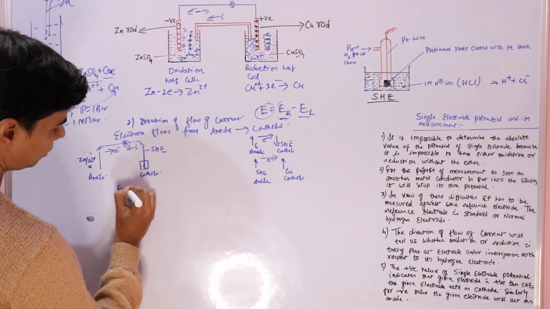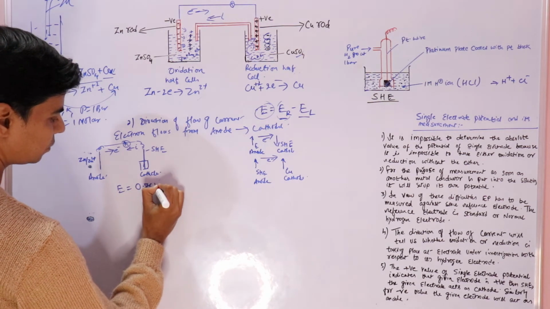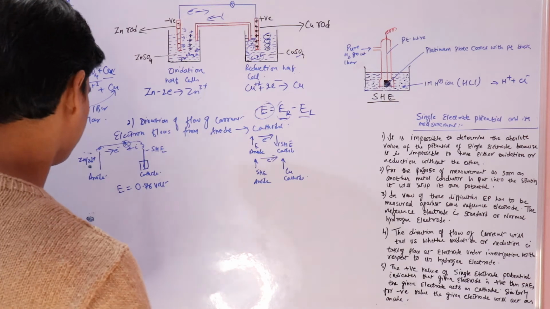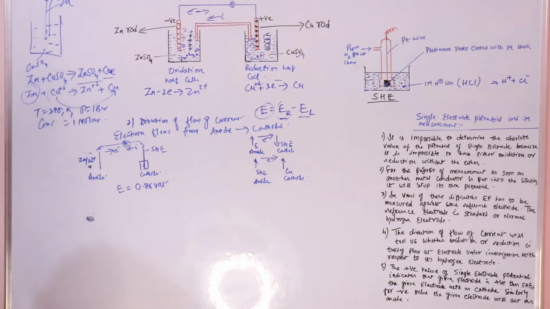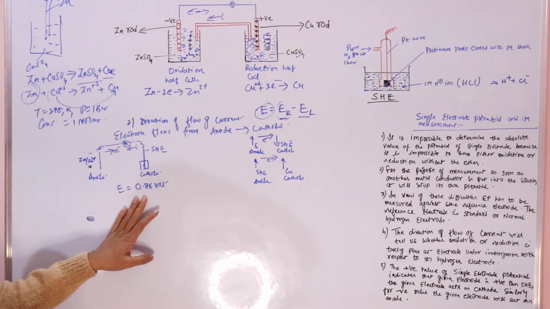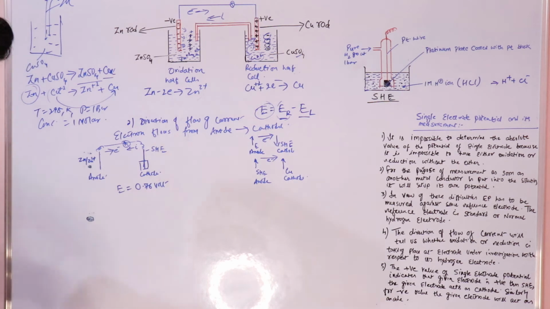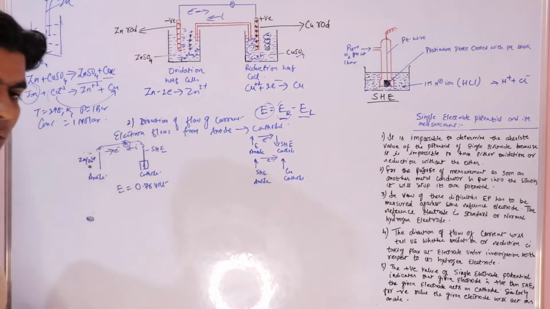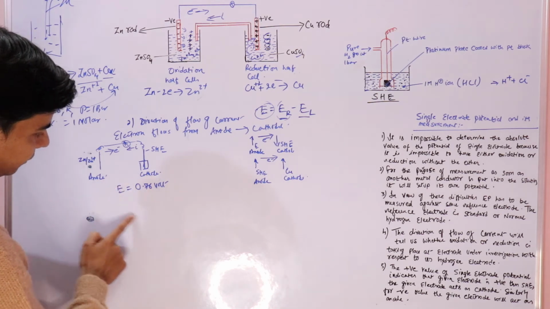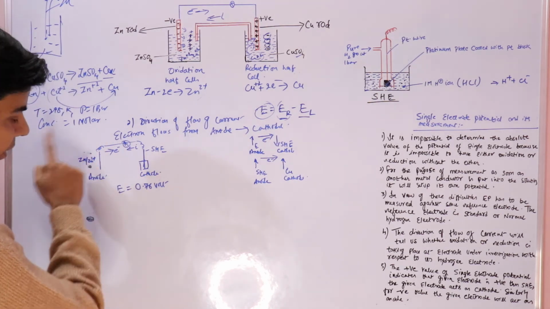And the EMF of this cell was found out to be 0.76 volt, right? And the direction of flow of electrons is from the zinc electrode to the hydrogen electrode, right? So this is the reading of the voltmeter, right? Since we know that the electrode potential of the standard hydrogen electrode is 0, whatever reading we got in the voltmeter is due to the zinc electrode only, right?